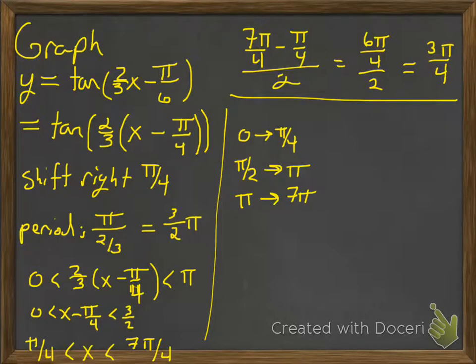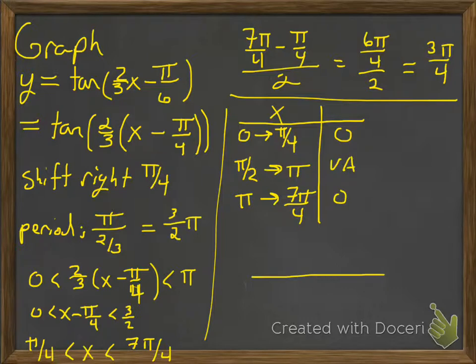So as we add, we start at pi over 4, and then I think it's actually, I'm sorry, it's 3 pi over 4. I said it wrong. 1/4 plus 3/4 as a whole, and then plus another 3/4 will be 7 over 4. Okay. Alright, so 0, a vertical asymptote, and 0. And we'll go ahead and put that stuff in.